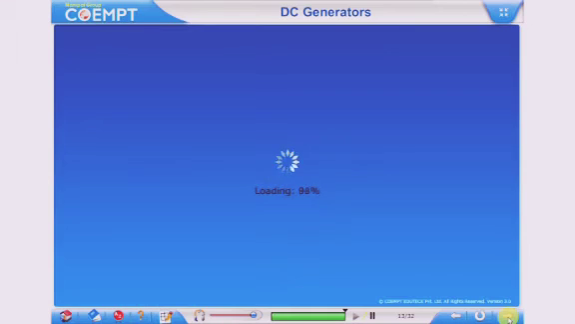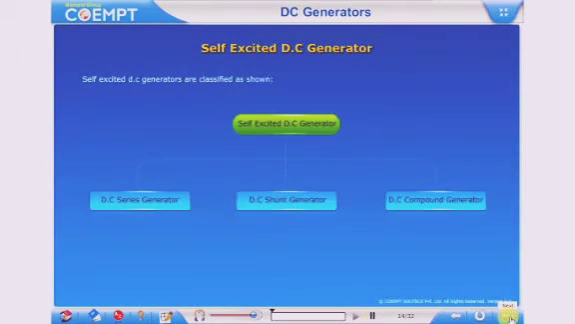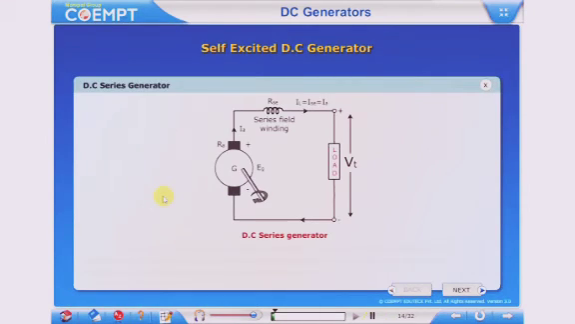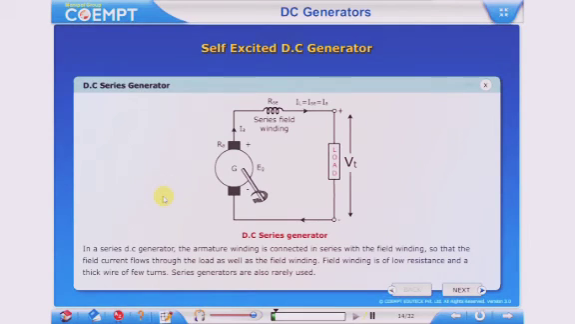DC series generator. In a series DC generator, the armature winding is connected in series with the field winding so that the field current flows through the load as well as the field winding. Field winding is of low resistance and a thick wire of few turns. Series generators are also rarely used.